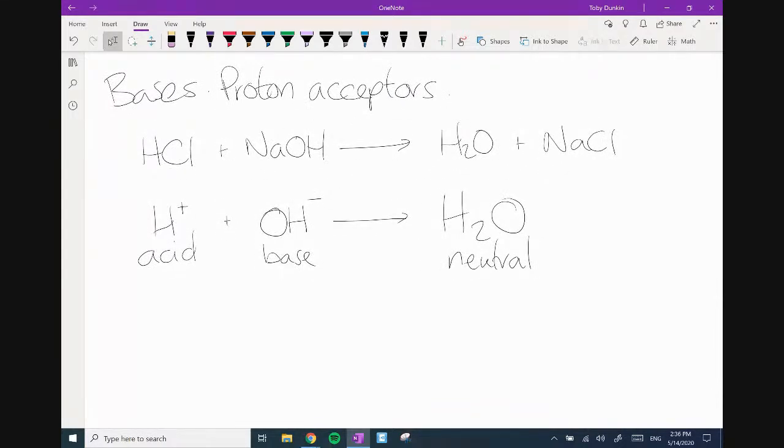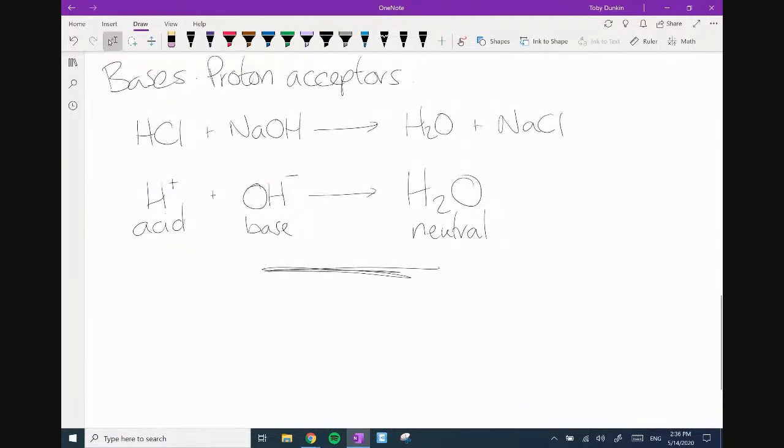There is another picture. When you get to A level, you talk about Lewis acid-base theory, which is all about electrons. I can do that with you now, it's not a problem. But that brings me to the end of my lesson.